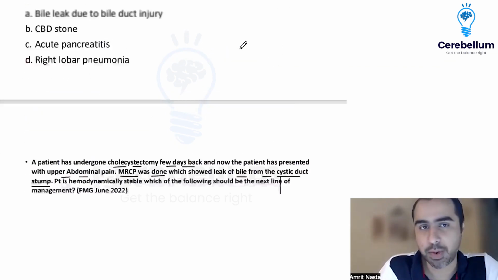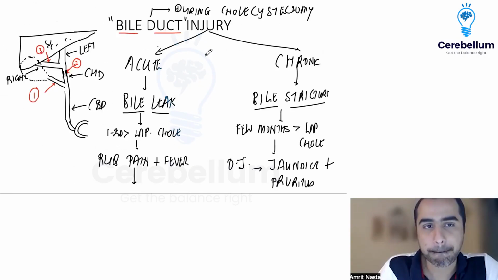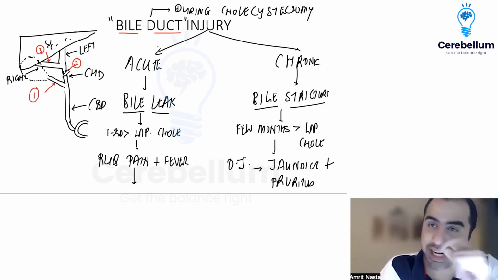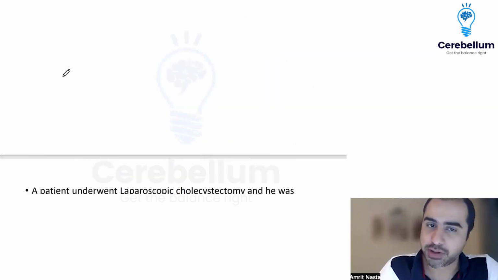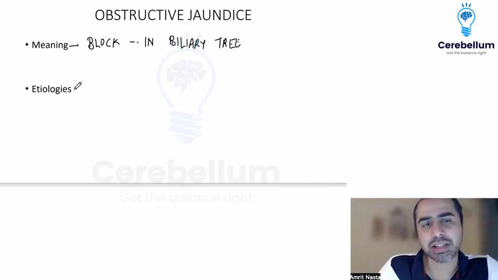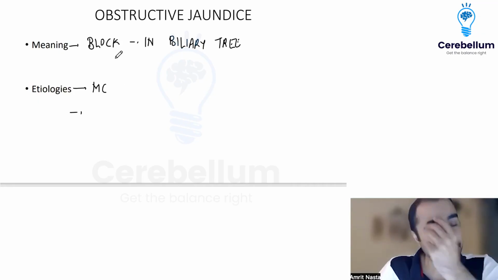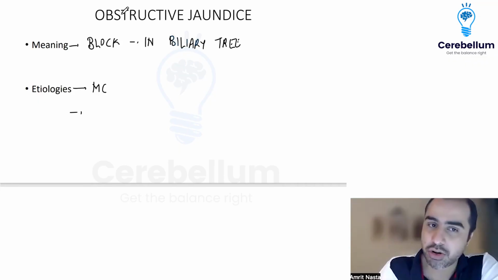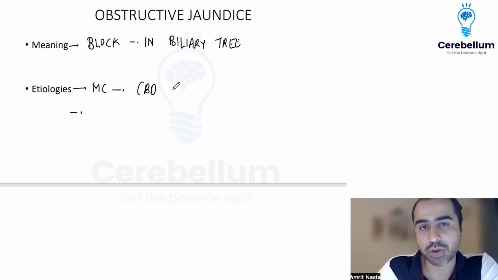Like one of the examples we just did, where the bile duct became narrow because of a bile duct injury. So obstructive jaundice will happen when the bile duct is narrow. So why does the bile duct get narrow or get blocked? What is the most common cause of obstructive jaundice? Very good, CBD stone. The CBD stone coming from the gallbladder.